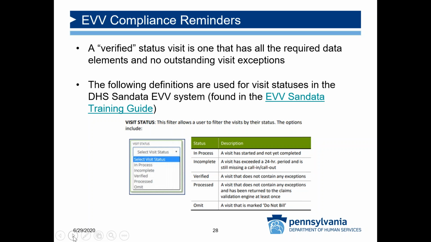It shows the status of in process, where a visit has started and not yet completed; the status of incomplete, where a visit has exceeded a 24-hour period and is still missing a call in or call out; the status of verified, which is a visit that does not contain any exceptions; the status of processed, which means a visit that does not contain any exceptions and has been returned to the claims validation engine at least once; and then also the status of omit, which means a visit that is marked do not bill.